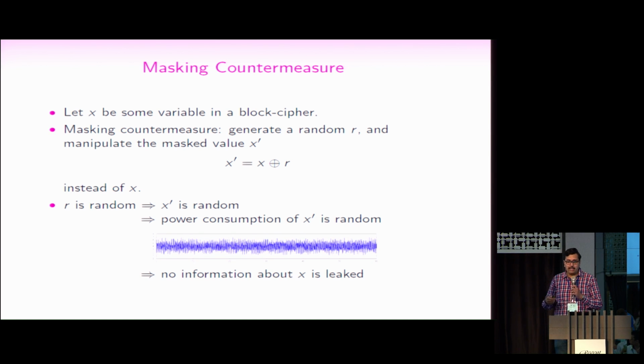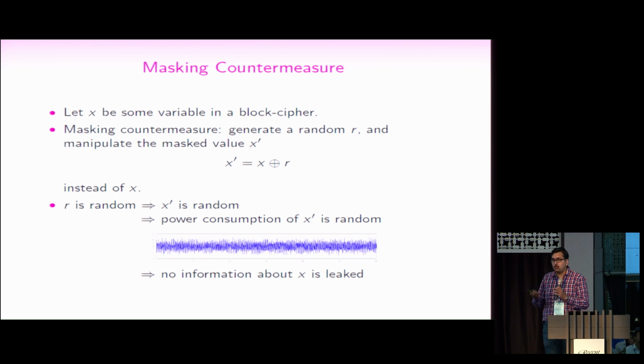So the basic idea behind masking is to randomly split a secret into, say, two shares, such that the XOR of the shares is the original secret. Now, because the two shares are individually random and independent of the secret, each of the shares does not leak any information about the original secret.